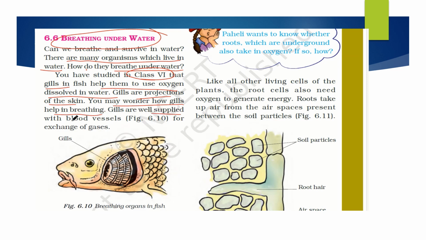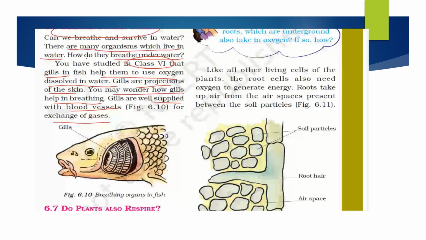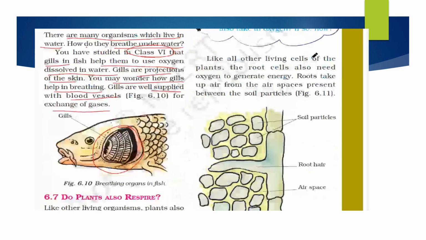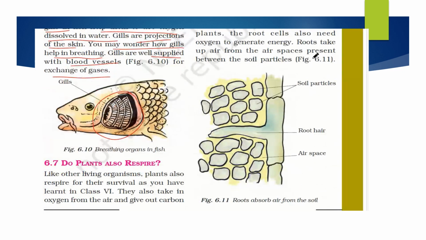Gills are well supplied with the blood vessels, and exchange of gases happens through these gills only, right? So in this we can say that fishes are always breathing in the water only, and the dissolved oxygen in water is getting absorbed with the help of their gills, right? So gills, which are supplied with a rich supply of blood vessels, are helping in the gaseous exchange, right?